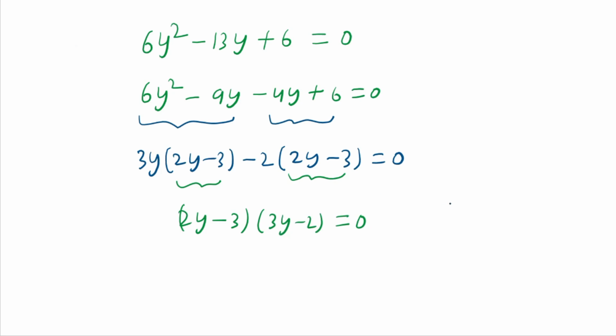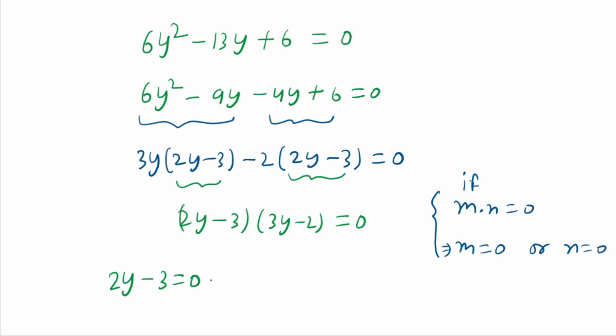We know that if the product of two numbers is 0, m times n is 0, then m is equal to 0 or n is equal to 0. This implies m is equal to 0 or n is equal to 0. Now if you apply this rule, then you can say 2y minus 3 is equal to 0 or 3y minus 2 is equal to 0. We have 2y minus 3 equal to 0 or 3y minus 2 equal to 0.